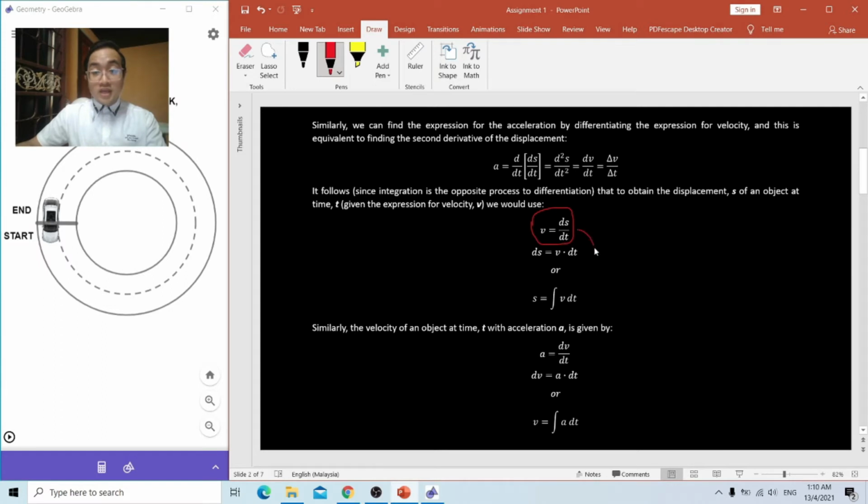But by converting it into an integration form, we could obtain s is equal to the integration of velocity dt. Same goes to find the acceleration.